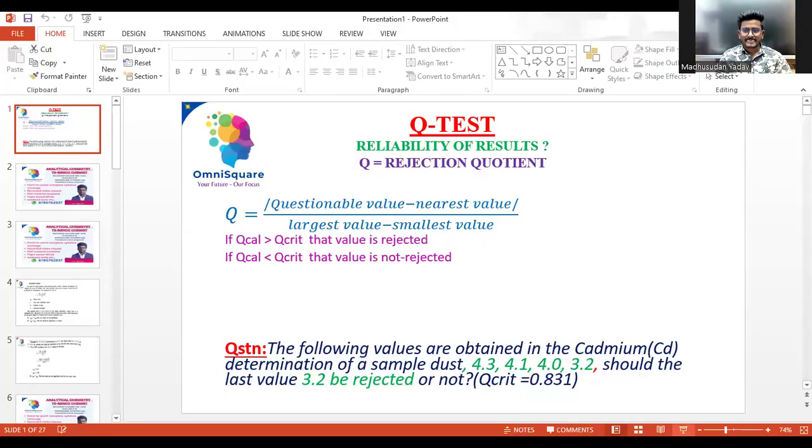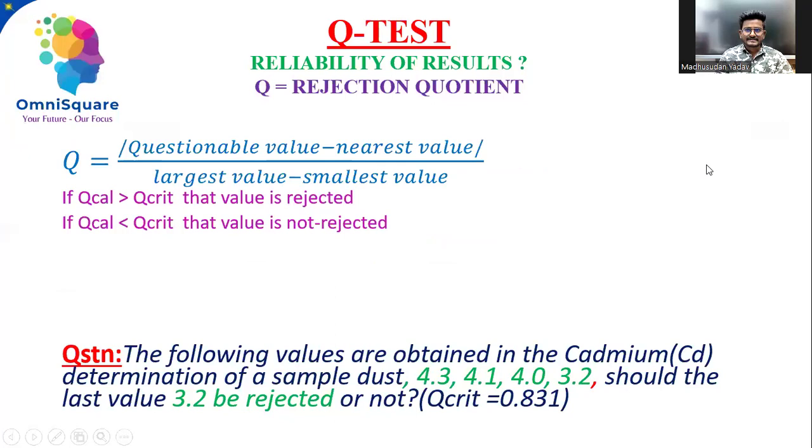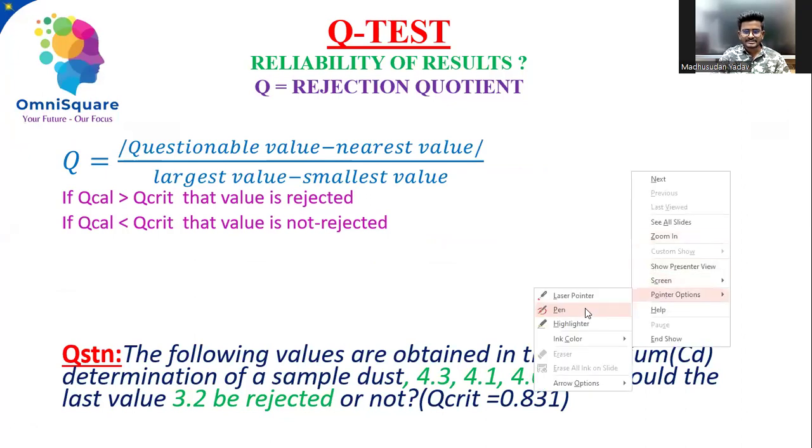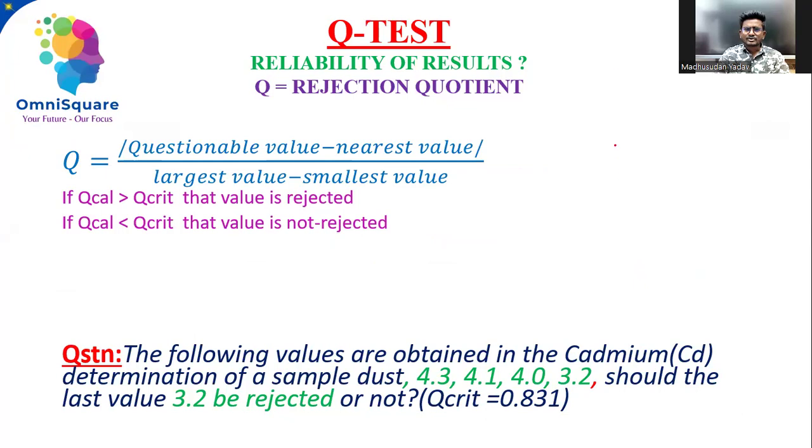Have a look at this, guys. So this is the Q test. Q stands for rejection quotient. What is meant by Q? It is a rejection quotient. The Q test is also called a test of reliability of results.